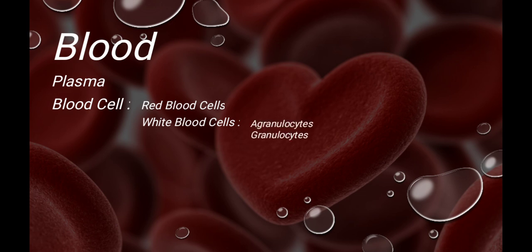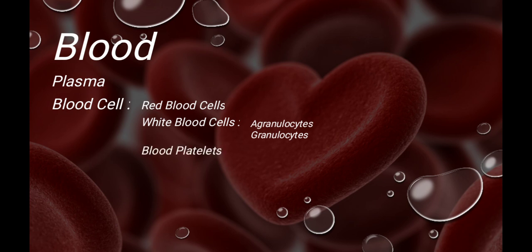Granulocytes. These WBCs have larger granules in the cytoplasm and have a lobed nucleus. These are of three types. Neutrophils have 2 to 6 lobes of nucleus. Basophils have a lobed or irregular nucleus, and eosinophils have a bilobed nucleus.